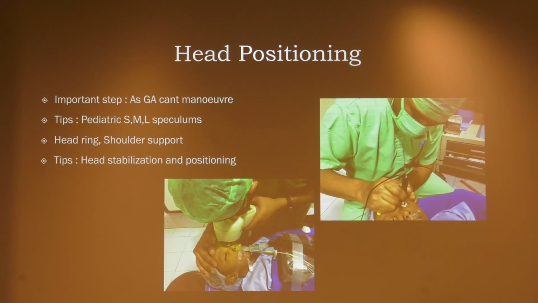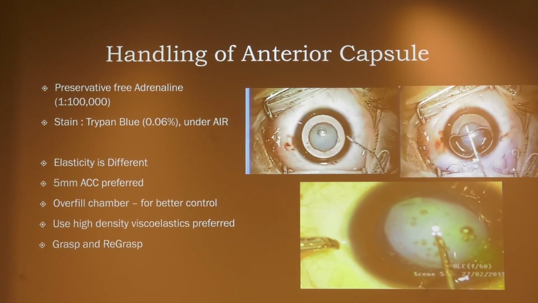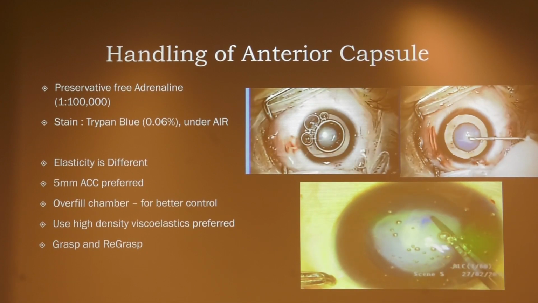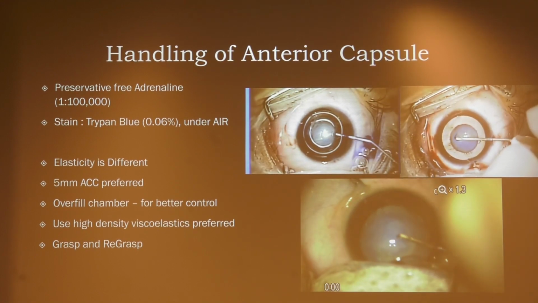The first thing I want you to know is about your GA. So remember to know what sort of GA will suit you. If you're a beginner, maybe intubation would be a better option than iGel or an LMA. Also, a little bit of muscle relaxant should be given. Use a head ring and shoulder support because remember, you can't manipulate the head during surgery. So handling of the anterior capsule: the dilatation is quite good with 1 in 1 lakh adrenaline. Stain with trypan blue.